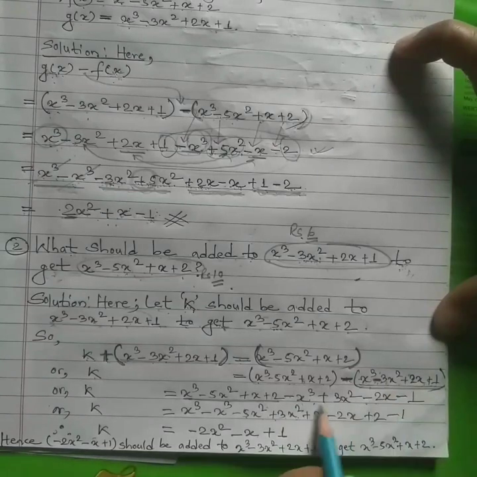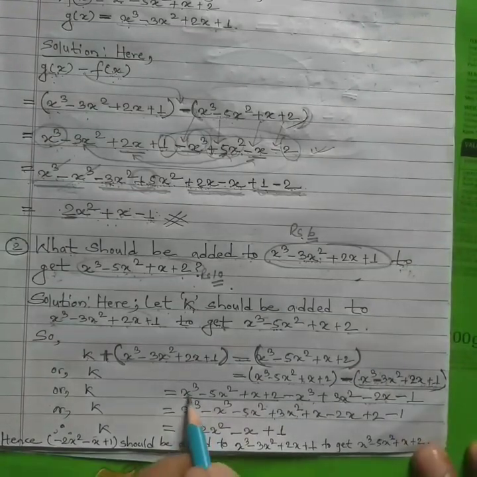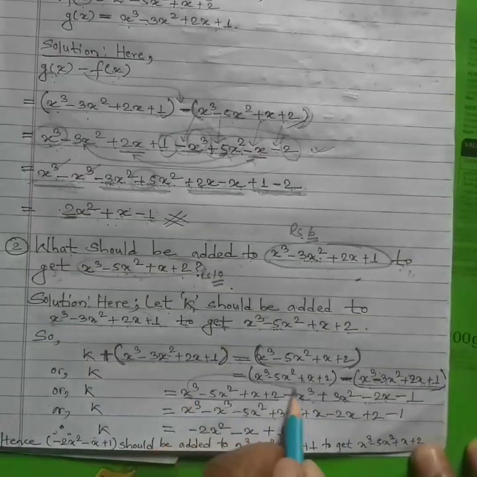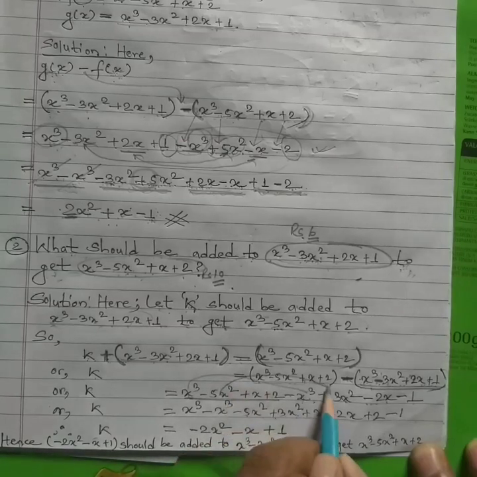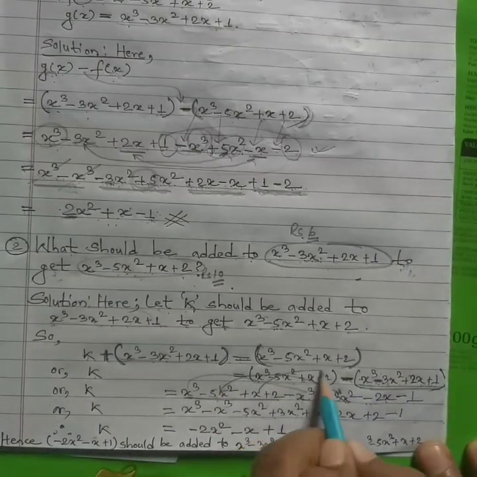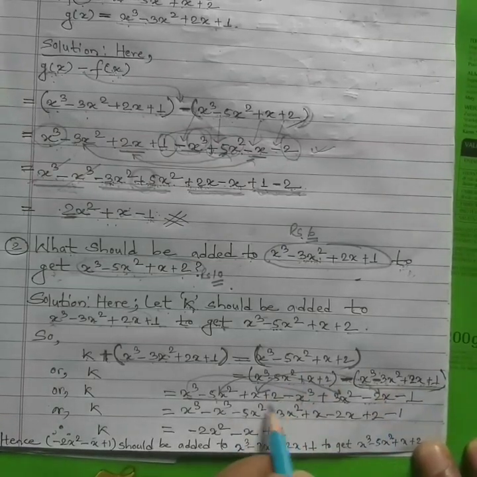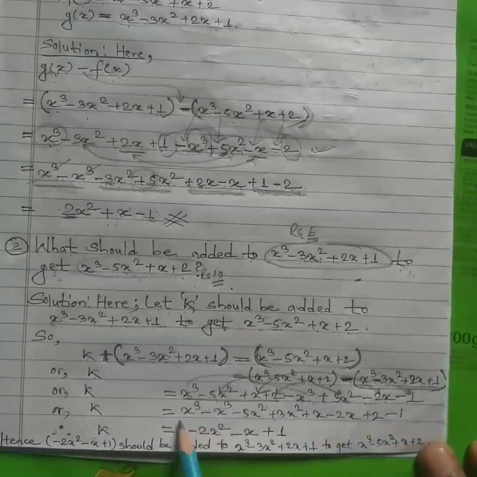Minus 3x square becomes plus 3x square. Plus 3x becomes minus 3x, and plus 1 becomes minus 1. Again, keeping all the like terms together, x cube and x cube are like terms. While finding like terms, you need to find the terms having the same degree. So 5x square and 3x square are algebraic terms of second degree, x and 2x are the next like terms, and 2 and minus 1 are the constants. Obviously they are like terms of each other, and simply we can calculate here.